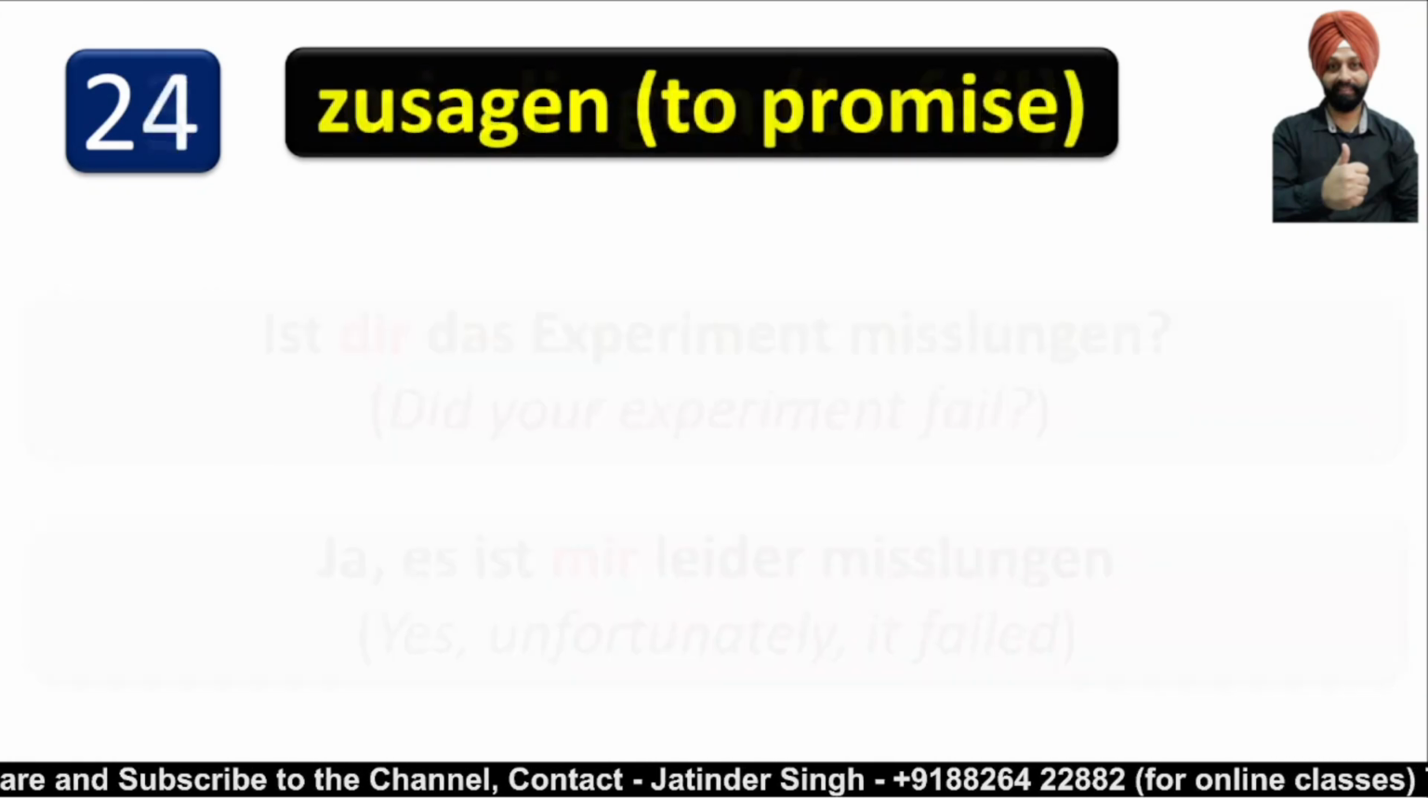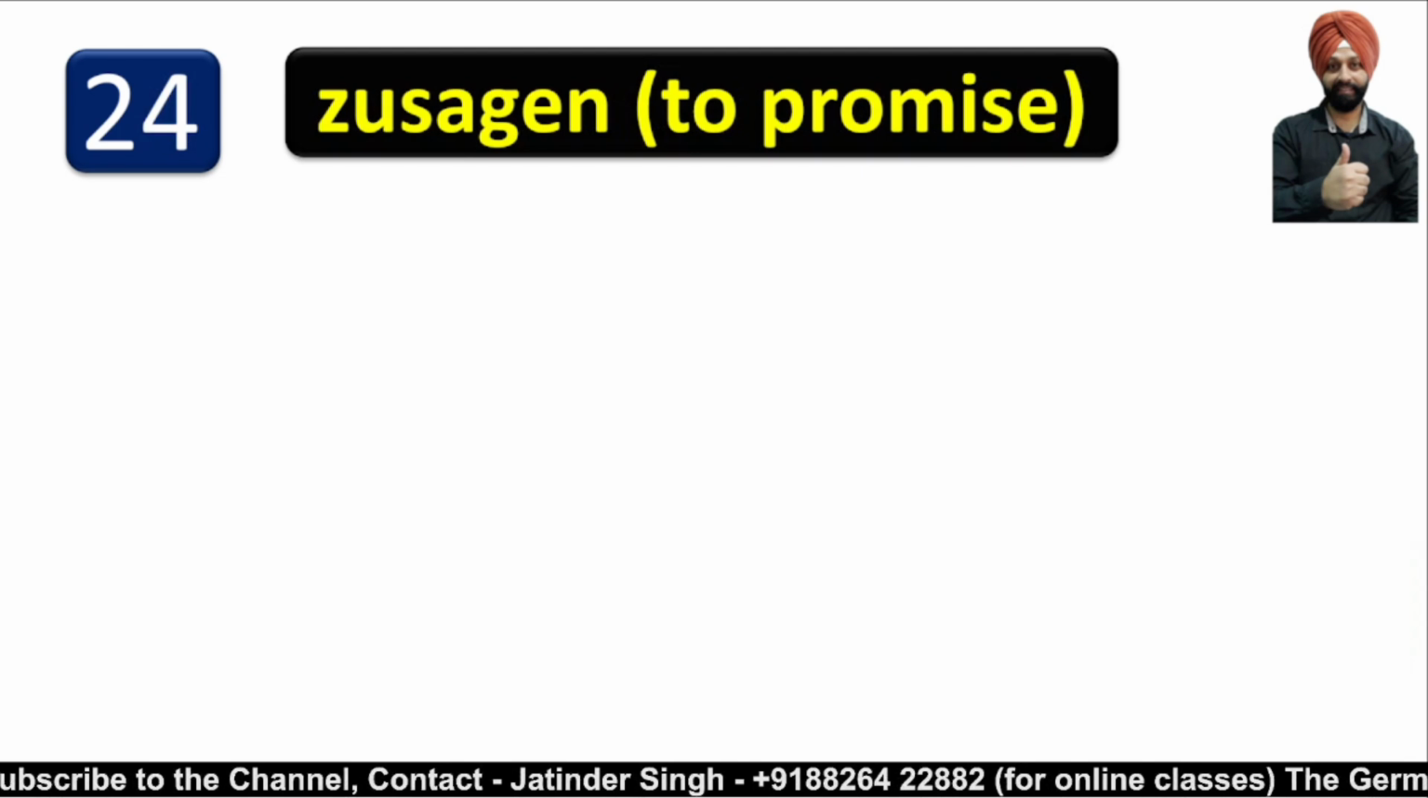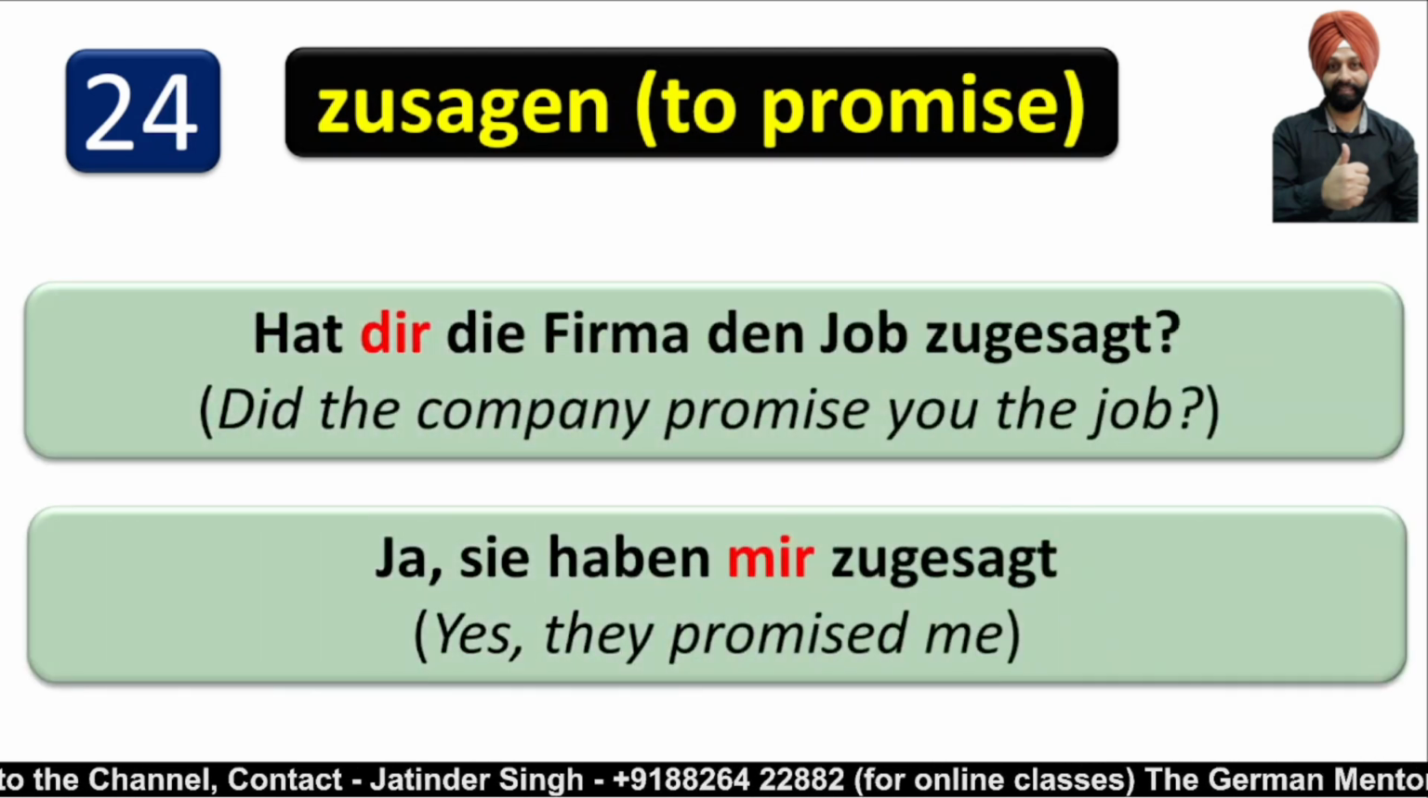The next one, Nummer 24, zusagen, it means to promise. Here comes the example. Hat dir die Firma den Job zugesagt? Ja, sie haben mir zugesagt. So in this particular example, I have also used the perfect tense.